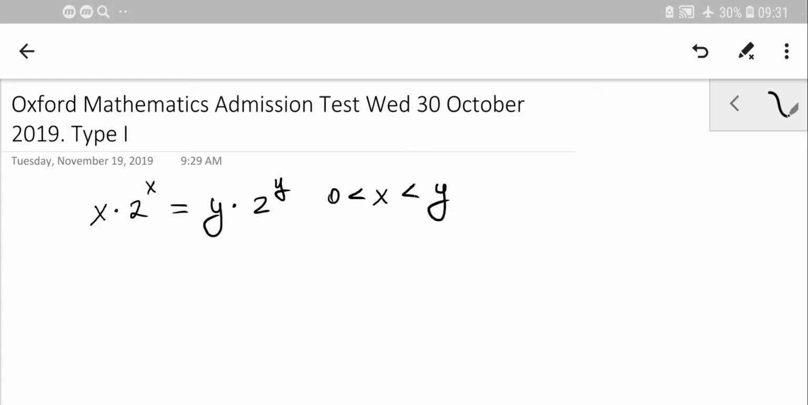So do we have the pair? So it means do we have x and y as the pair of numbers satisfying this equation, or we don't have any pairs at all, or we have like infinitely many pairs x and y.